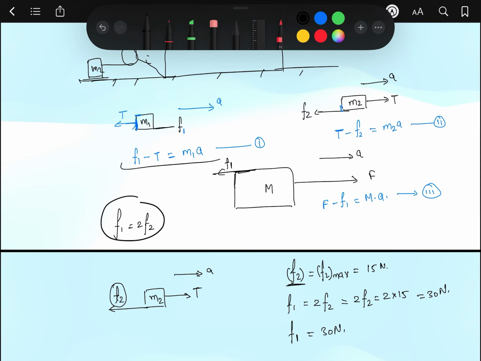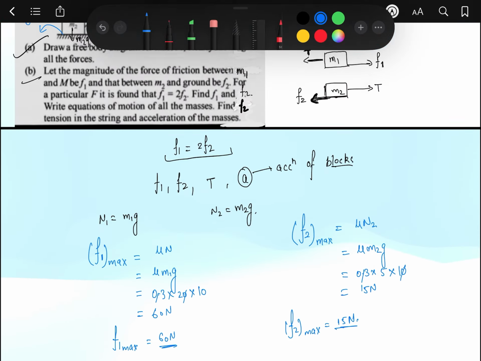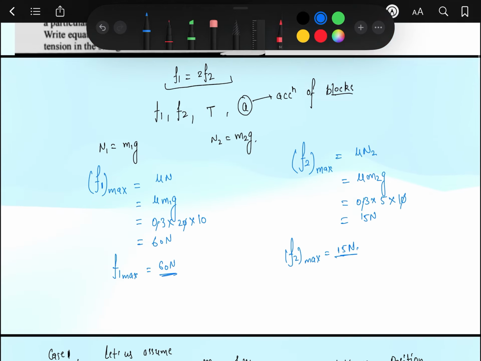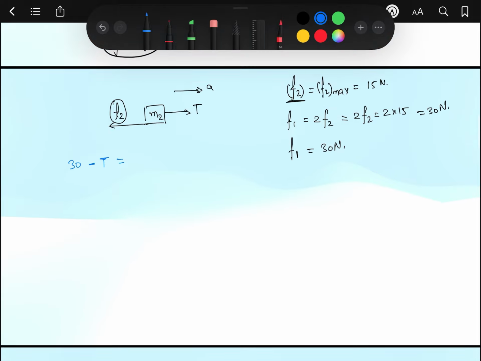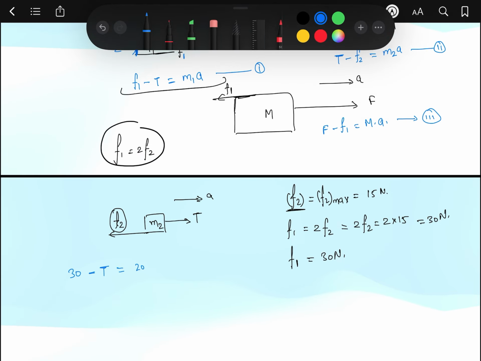So in this equation number 1, if I put these values and I write the equation number 1 again, then the value of F1 we are getting is 30 Newton minus this tension force, that will be equal to the value of M1. M1 we had gotten 20 kg and this M2 was 5 kg and capital M was 50 kg. Okay, 30 minus T, that will be equal to M1, that is 20 kg multiply A. So this is our equation number 1.